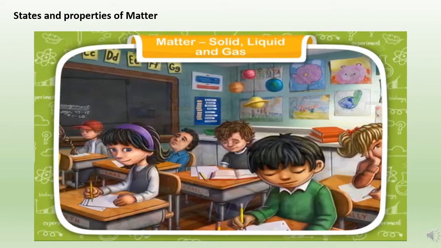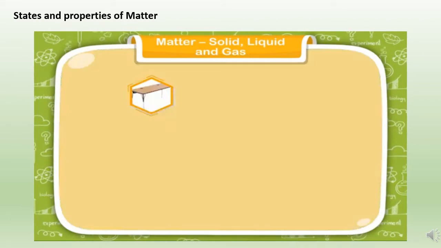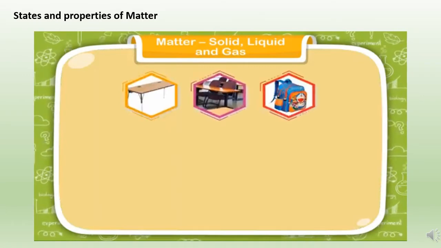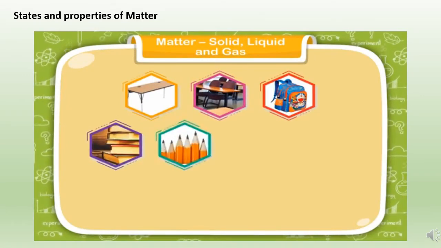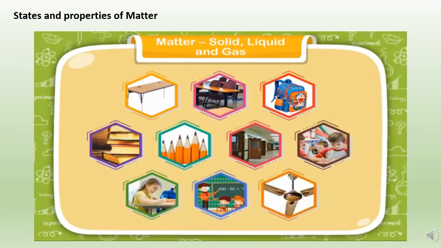If you look around your classroom, you will see many things such as tables, chairs, bags, books, pencils, doors, boys, girls, teachers, fans, etc. around you. Even though we cannot see air, it is present all around us. All these things are called matter. Everything around you is matter. Anything that occupies space and has weight is matter.